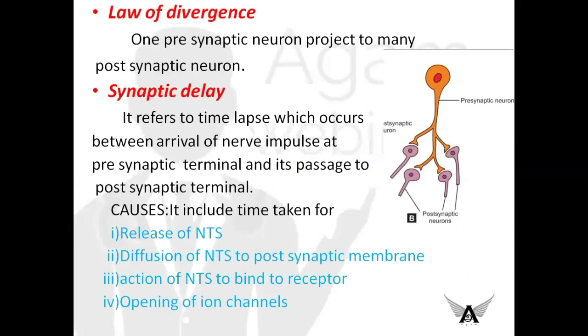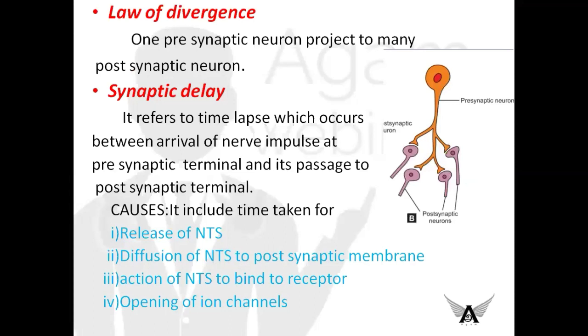Next point is the law of divergence. Here there is one to many projection. So one presynaptic neuron diverges and projects to multiple postsynaptic neurons. It is diverging. Third point is synaptic delay. Delay means time lapse.